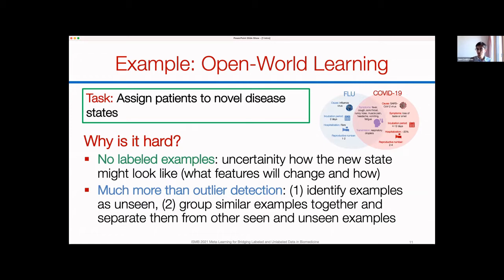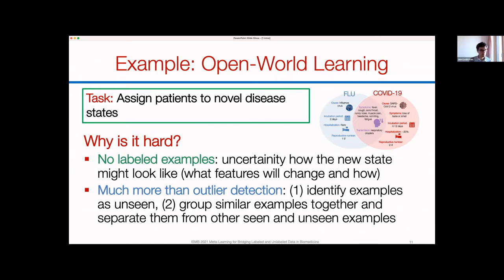Why is discovering novel disease states hard? It's because we have no labeled examples of the novel case, because it hasn't yet been discovered before. It is much more complex than outlier detection, in a sense that we want to identify examples of unseen cases, and then group similar examples together to say, oh, this is a new class, and here are all the instances of that class, rather than just say, here is a big group of outliers, we don't know what these are. We want to also identify coherent groups of them and proclaim them as new classes, as new types that we have never seen, or the algorithm has never seen before.